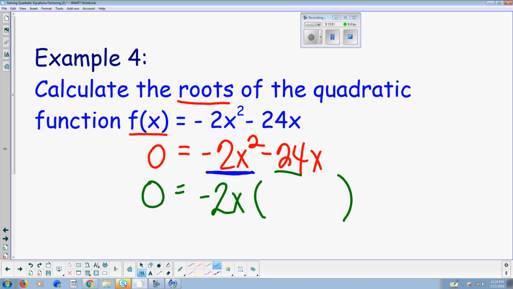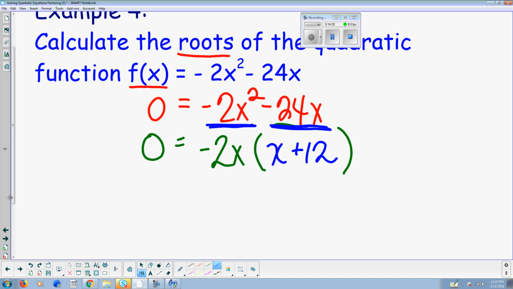Negative 2x squared divided by negative 2x, well, negative 2 divided by negative 2 is positive 1. Subtract the exponents in division. 2 minus 1 leaves me x to the first power. Then negative 24 divided by negative 2 gives me positive 12. And subtracting exponents, x to the first power, subtract 1, the x's are gone. So this is my factored problem. So now when I use my zero product property, here's my first factor, here is my second factor.